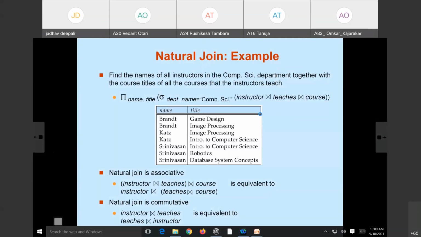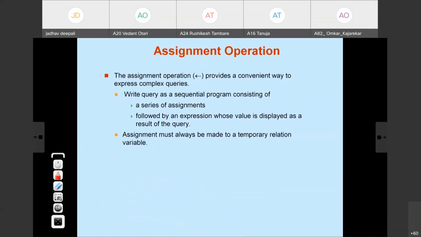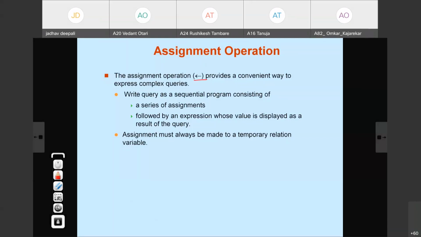Now next, the simple assignment operator. The assignment operator is a simple operator, as in any programming language. It is denoted with a left arrow, and is only used to assign the values on the right hand side to the left hand side. It is normally used to give a temporary name or temporary variable to the resulting relation or subquery.